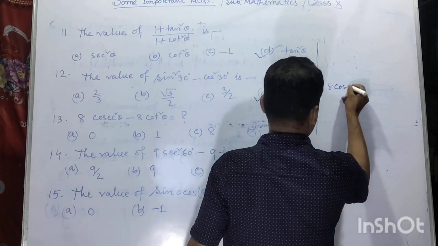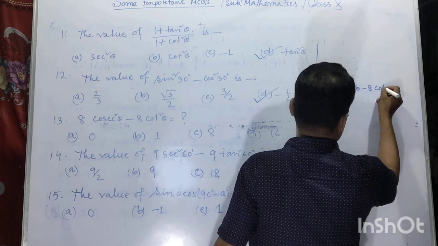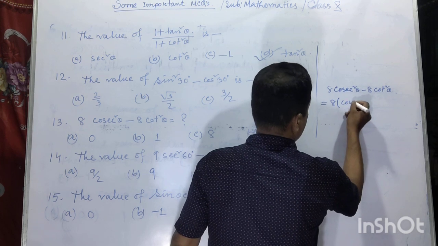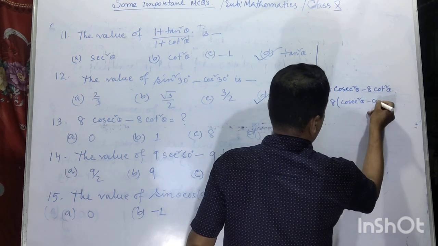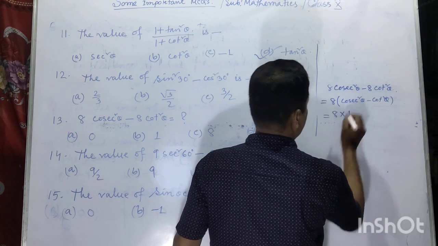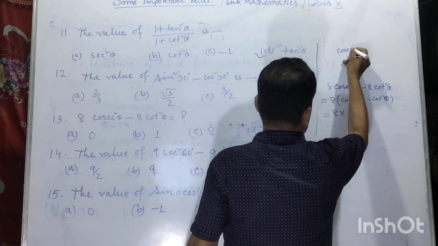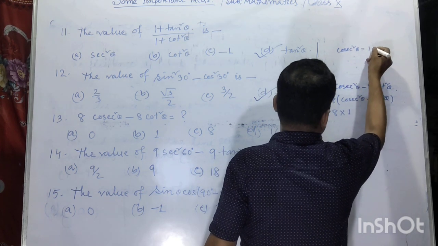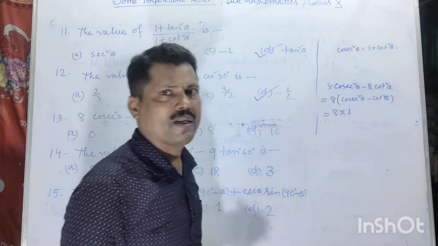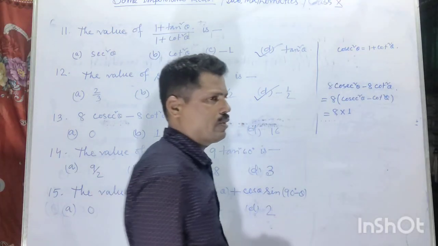8 cosec square theta minus 8 cot square theta. If we take 8 common, then cosec square theta minus cot square theta. Here 8 into 1. We know from the basic formula that cosec square theta is equal to 1 plus cot square theta. This one is the basic formula here. So cosec square theta is equal to 1 plus cot square theta.